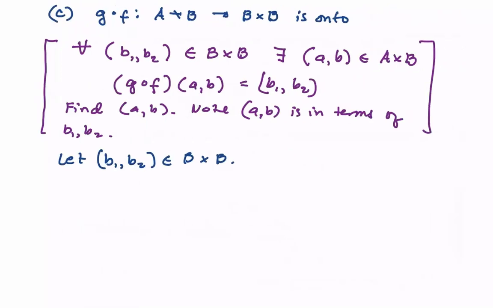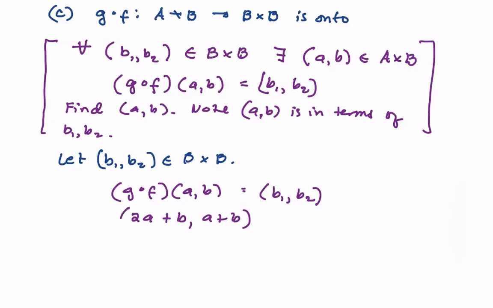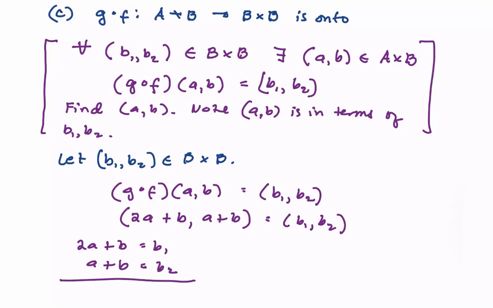So therefore, our G circle F of (A, B), which is supposed to be (B1, B2), this is (2A plus B, A plus B). Alright, and this one should be (B1, B2). So therefore, component-wise, they should be equal. Then here, A plus B is B2. We are now solving for A and B. When we subtract the two equations, we get A is equal to B1 minus B2.